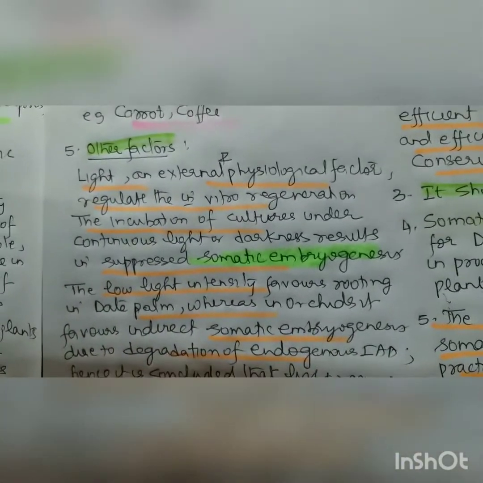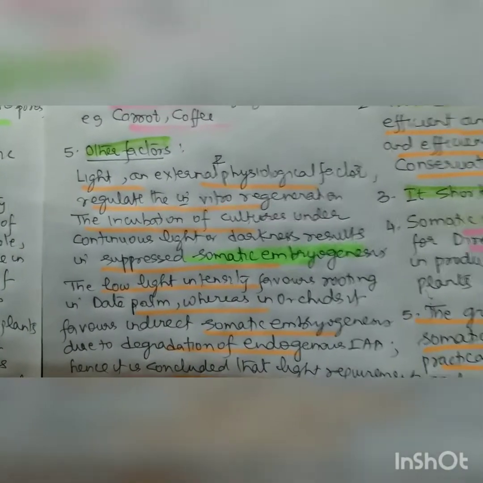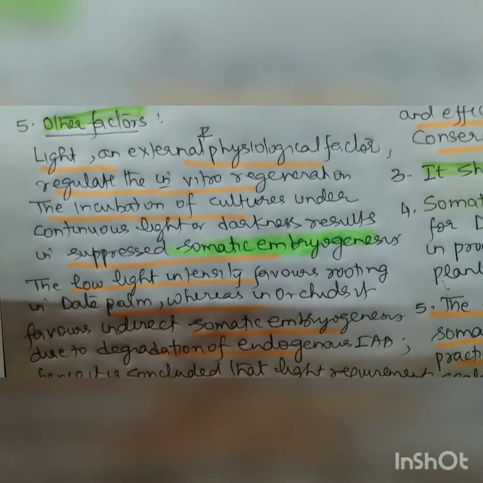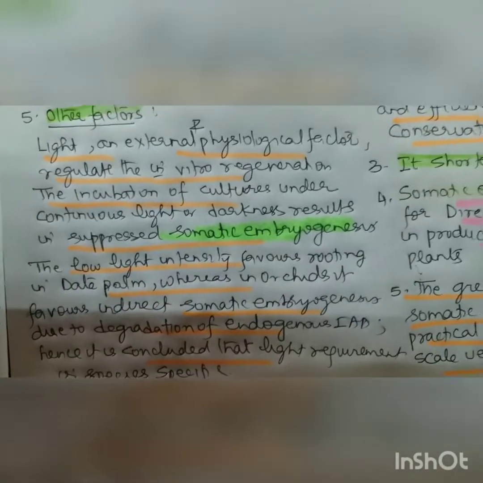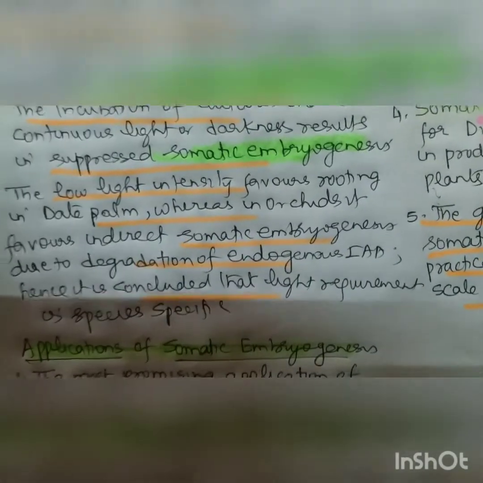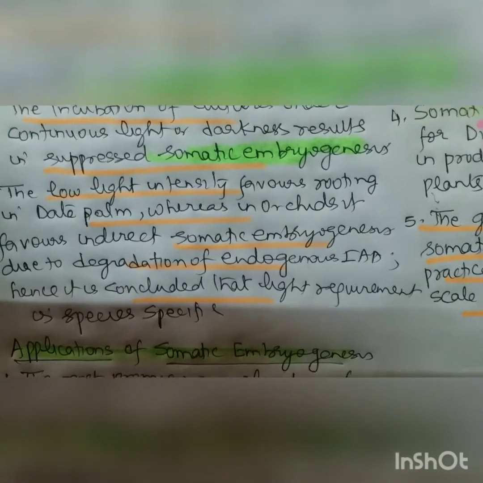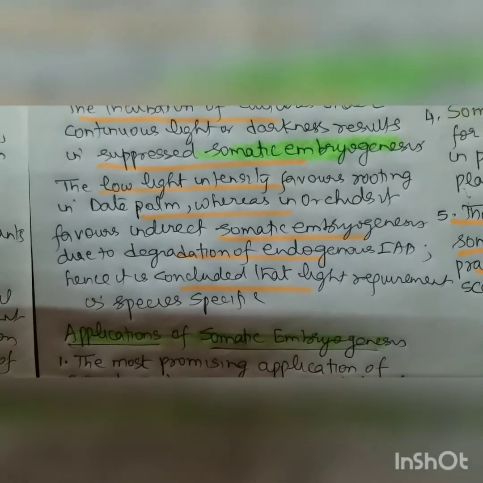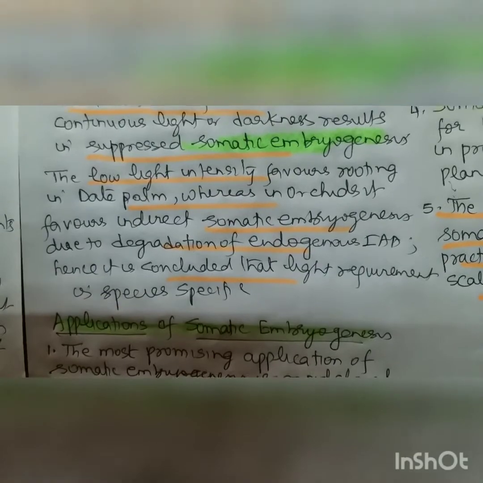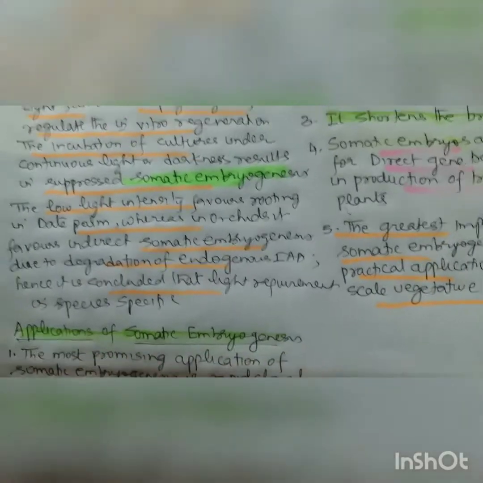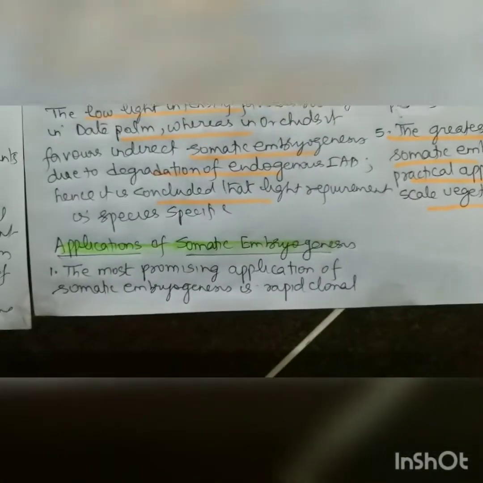So the other factor we come to is the external and physiological factor. It regulates in vitro regeneration. Incubation of cultures under continuous light or darkness results in suppressed somatic embryogenesis, that is, it is punctuated by callus. Low light intensity favors rooting in date palm, whereas in orchids it favors indirect somatic embryogenesis due to the degradation of endogenous IAA. Hence, it is concluded that light requirement, like growth regulators, is species specific. It varies with the genotypes.